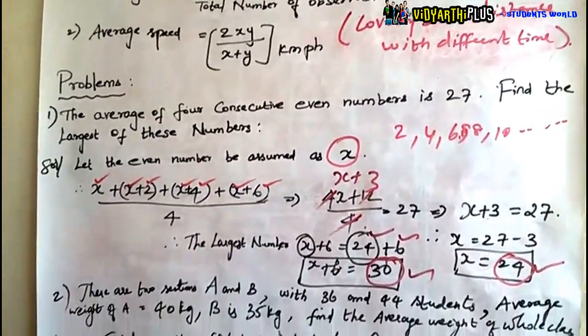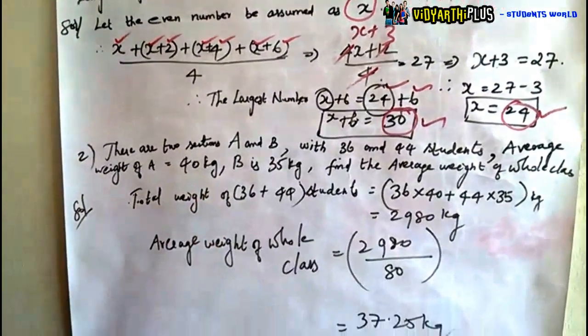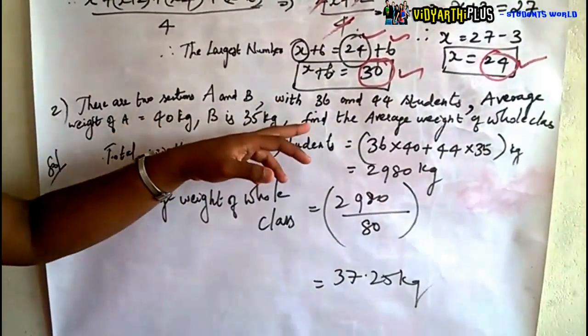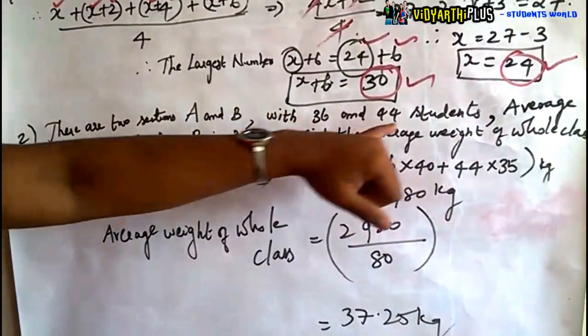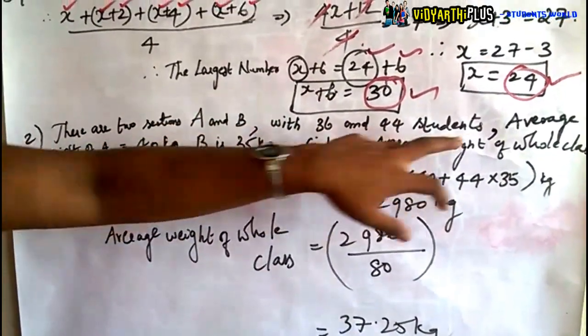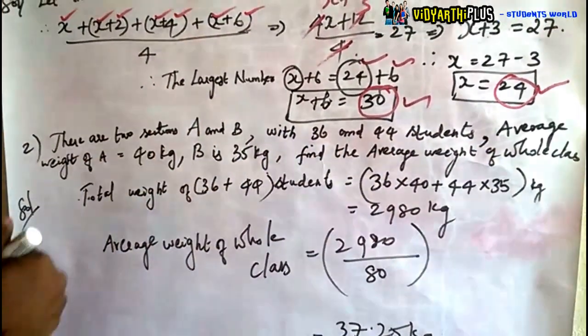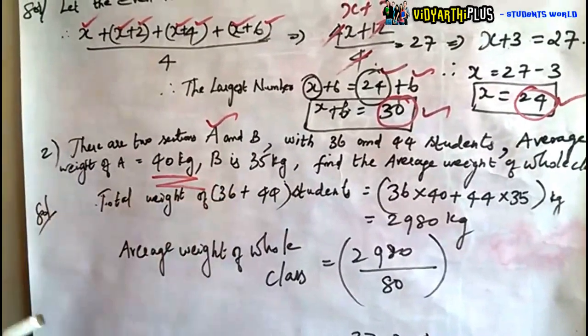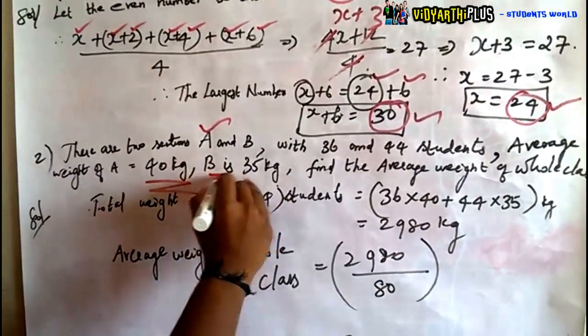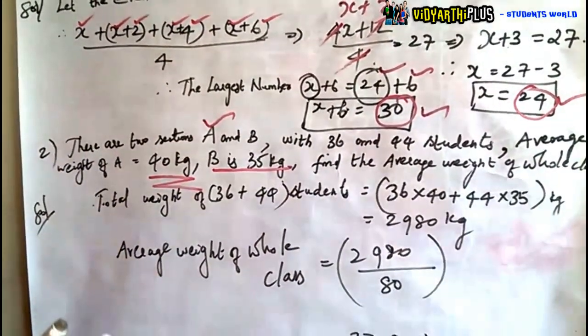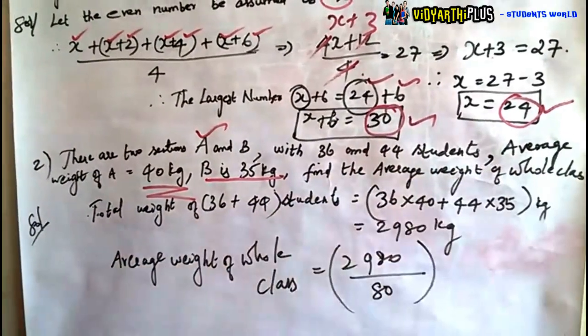Then now we are going to the second sum. There are 2 sections, A and B, in a school, with 36 students in section A and 44 students in section B. The average weight of section A is 40 kg and the average weight of section B is 35 kg. Find the average weight of the whole class.